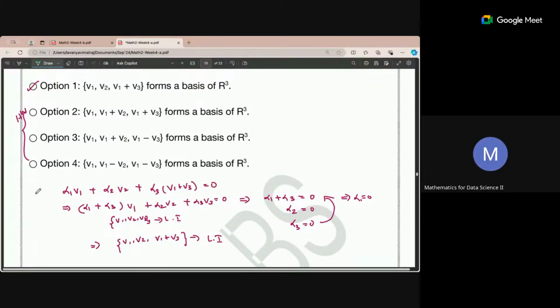So now I'm going to rewrite this, clubbing the first term and alpha 3 V1. So I have (alpha 1 plus alpha 3) V1, alpha 2 V2, alpha 3 V3. Now I know V1, V2, V3 is linearly independent, so the coefficients are 0. And from this we obtain that the coefficients of the original set are 0. You will have to check all three options like this. The other options also you have to check the same way.